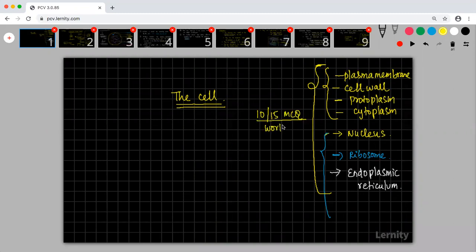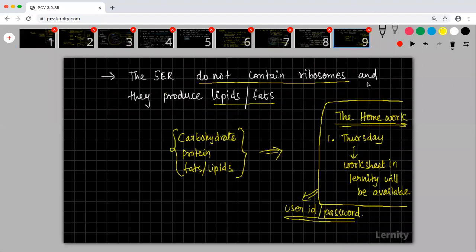So you will have a worksheet on this particular topic. This worksheet will be given in Learnity. You will be provided an ID. If you are not able to get your ID, please contact your respective coordinators. They will provide you with your ID. This week's assignment, I'm going to give on Thursday. Thursday, you will have a worksheet ready for you. Are we clear?